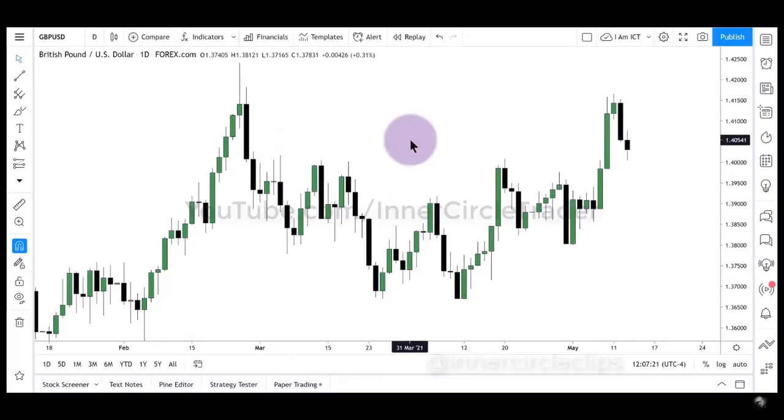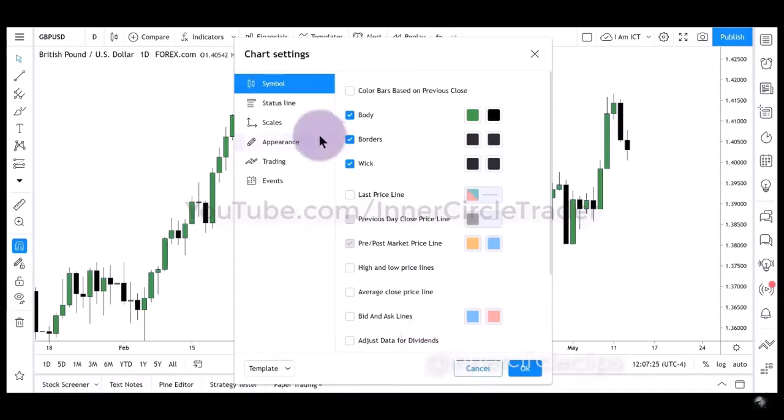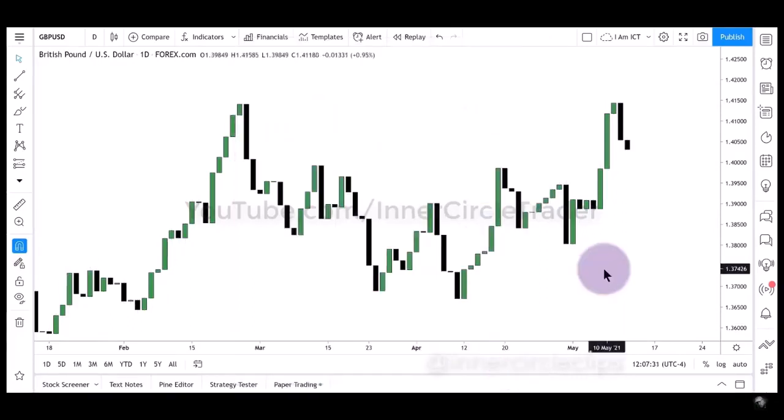I want you to think about price like this. Go into your settings on TradingView, go up to wicks and toggle that box. Take it off and now you have this. When I'm looking at price, I'm looking at it initially with this perspective. I'm focusing on the bodies because that's the primary volume in each one of these individual candles.